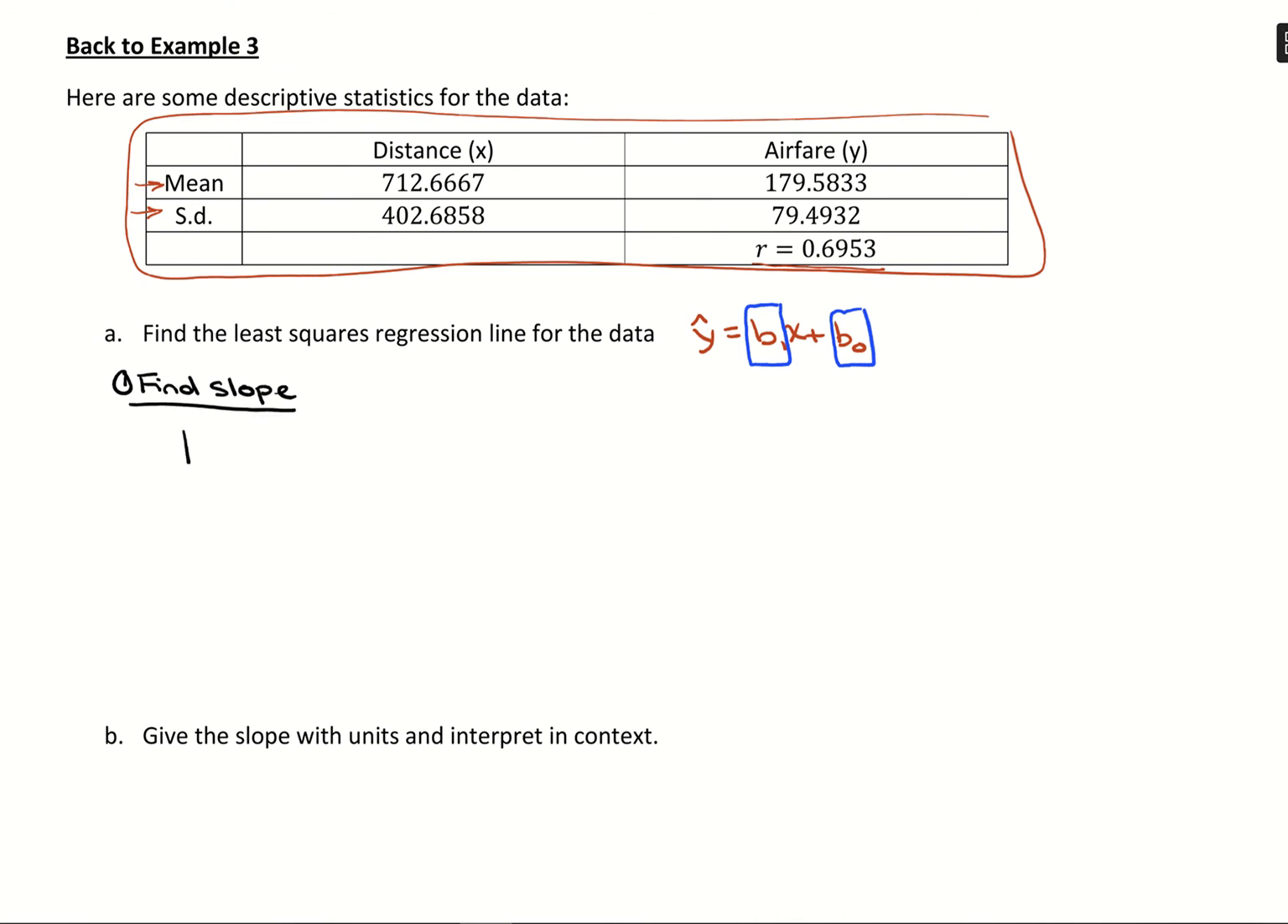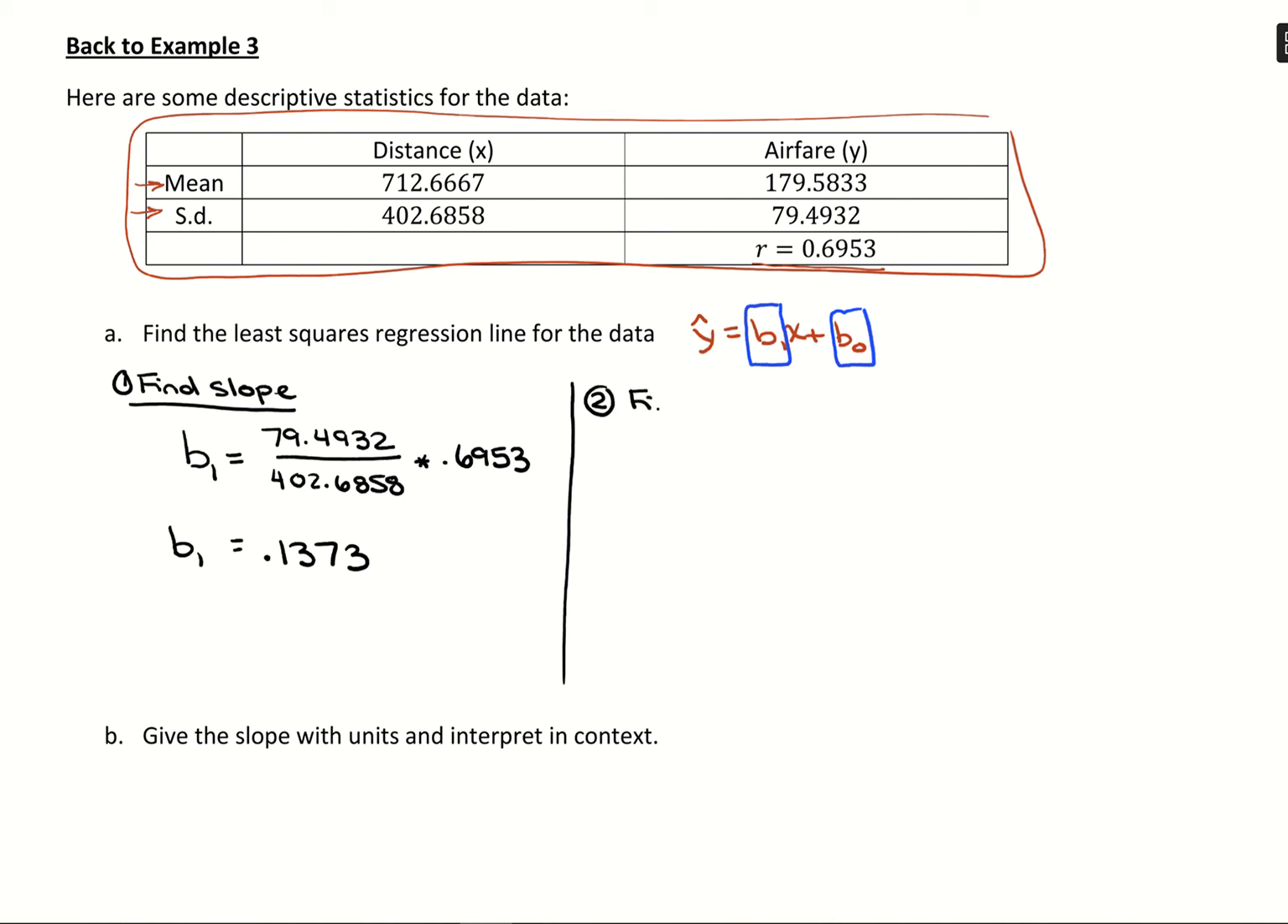So using the formula for slope, we'll take the standard deviation of the y values, which is 79.4932. And what we're going to do is divide by the standard deviation of the x values, which is 402.6858. And then multiply that with r, which is 0.6953. And when we do that, that should give us a slope of 0.1373. So that gives us the slope. Then what we can do is find the y-intercept.